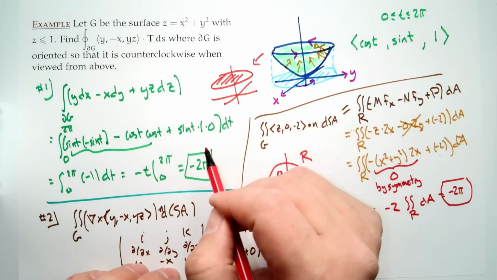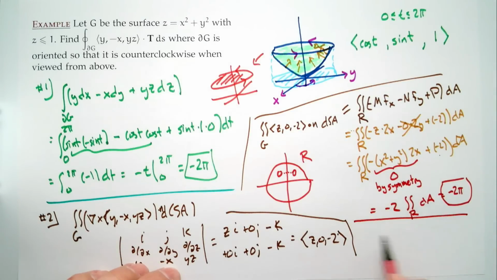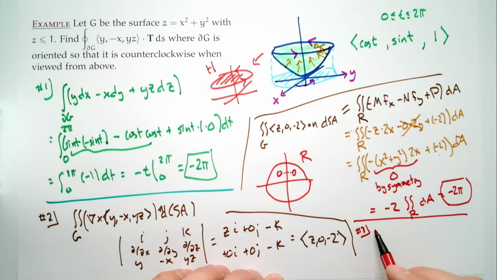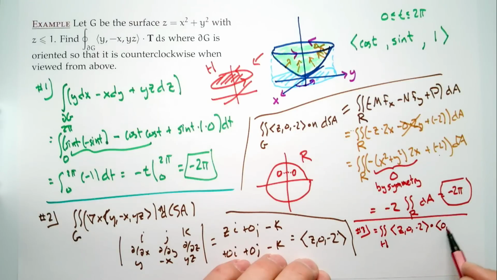So here's my new surface, with the same orientation on the boundary. So here's option number 3. We're going to integrate, and let's call this new surface H. So this is equal to the integral over H of the curl, which we still have to do. Okay, so that's z, 0, negative 2 dot n. What's the normal vector? 0, 0, 1. Because it's a flat disk, the normal vector doesn't vary. It's always the same thing, 0, 0, 1.